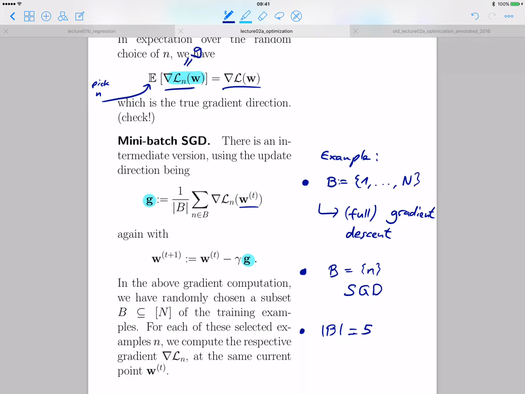Because you see it here, we are currently at the step WT, that's our position, right? And we have to compute now not only one gradient, that's what we had previously in SGD, stochastic gradient, but now we have to compute 5 of them to form our step, right? But this is taking a lot of time.